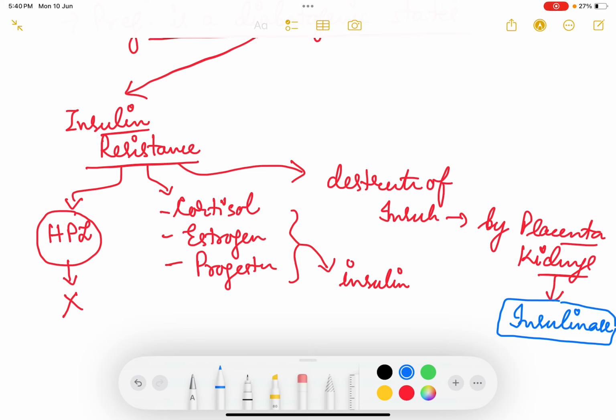So because of all these three reasons, one is the human placental lactogen secretion, then increase in the amount of cortisol, estrogen and progesterone. These are acting antagonistic to insulin, and moreover the insulin which is present in the body is destroyed by the placental and renal insulinase enzyme.